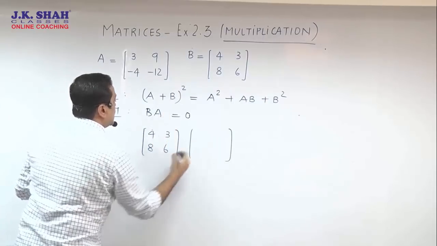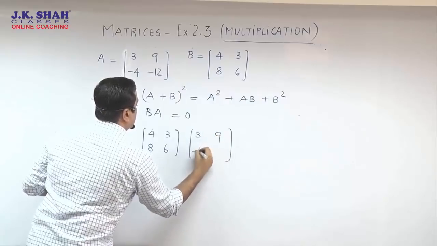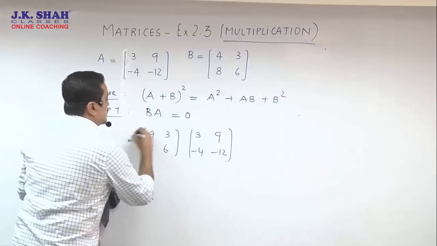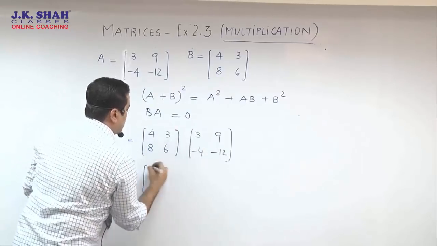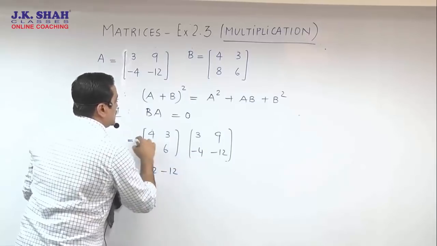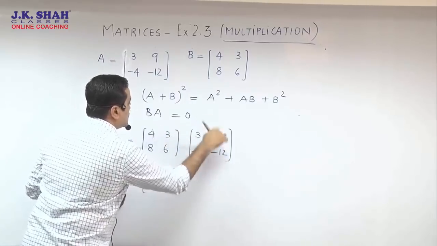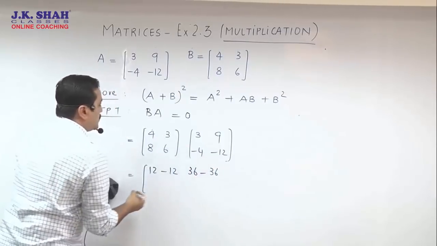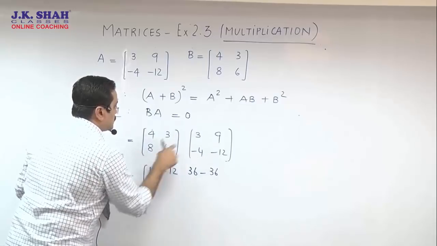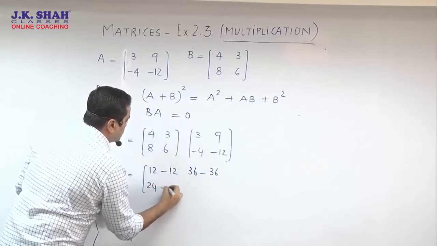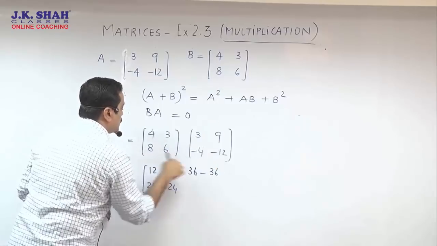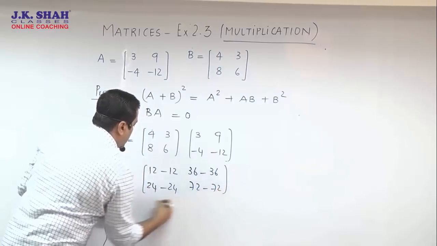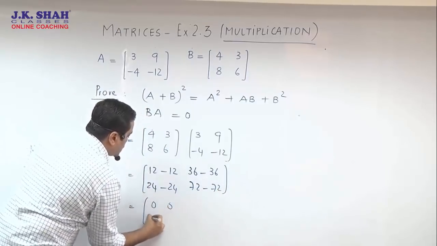B, then A: 39 minus 4 minus 12. So now it's 12 minus 12, R1 C1, 12 minus 12. It's R1 C2, 36 minus 36. I think now you must be quite good in that. R2 C1, it's 24 minus 24. And the last, R2 C2, it's 72 minus 72. So finally I can see my matrix 0 over here.